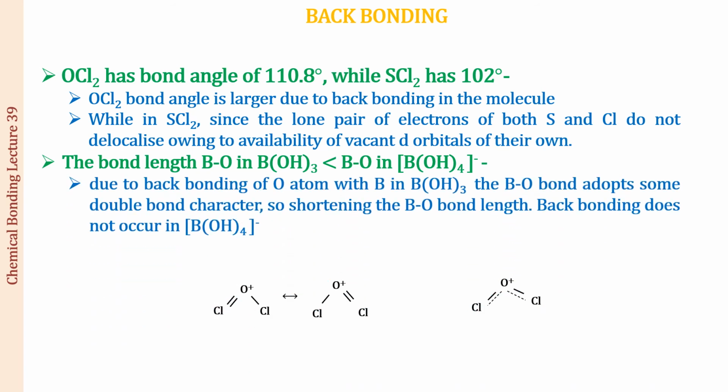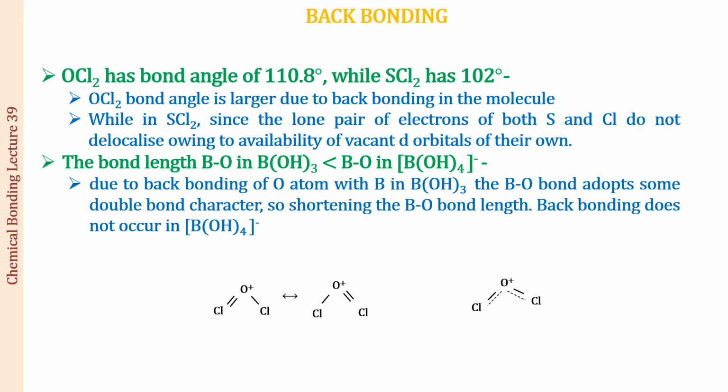Alright. So due to the back bonding of the oxygen atom with boron in B(OH)3, the bond is going to adopt a double bond character, and there is going to be a shortening of the B-O bond length. The back bonding does not occur in B(OH)4 negative. Alright, so I hope this is clear.